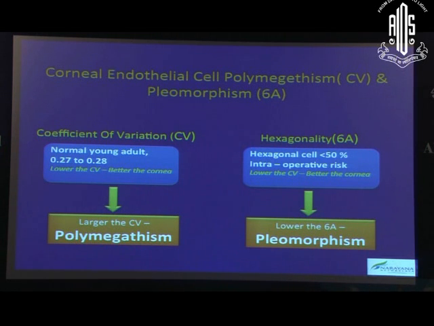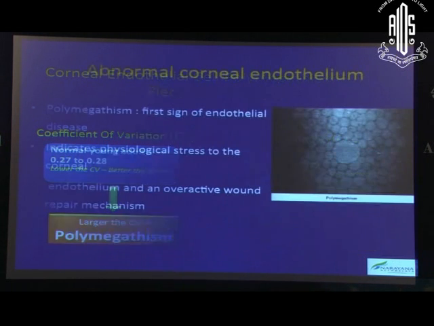If they lose their hexagonality, the cells with 6 sides would reduce in number. If it is less than 50% of the total cells which you see, it may not be very nice, and probably the cornea may not be very good. Hence, this is related to the shape of the cells, and we call it pleomorphism. So when CV is high, we call it polymegathism. When 6A is low, we call it pleomorphism.